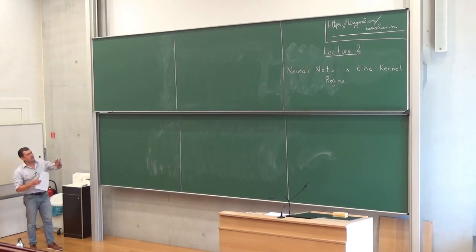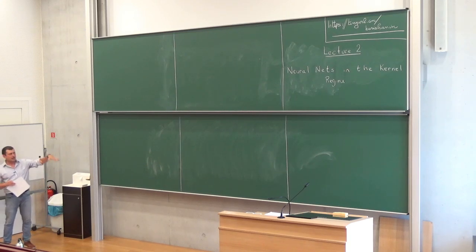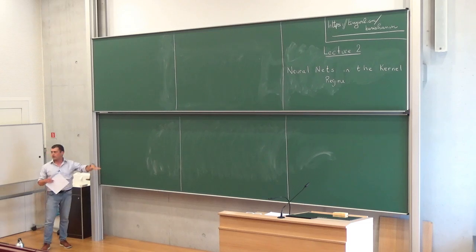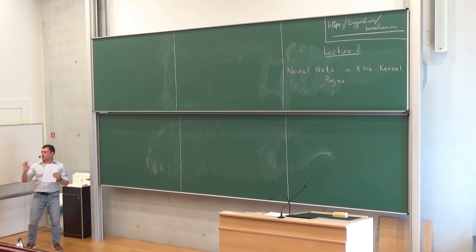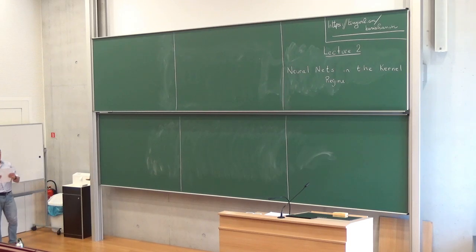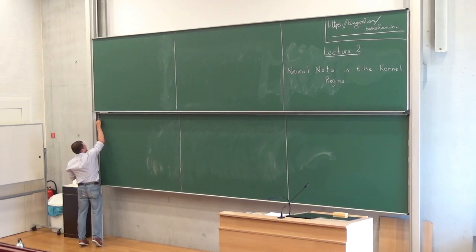Okay, so my plan is to try to make all the lectures, including this one, self-contained. So I'm going to remind you of my notation for neural networks, and then little by little we'll state some theorems and I'll try to give context for them. And as usual, just stop me and ask questions if anything is not clear, if you have a comment or anything like that. Okay, so first of all, let's just recall the notation.